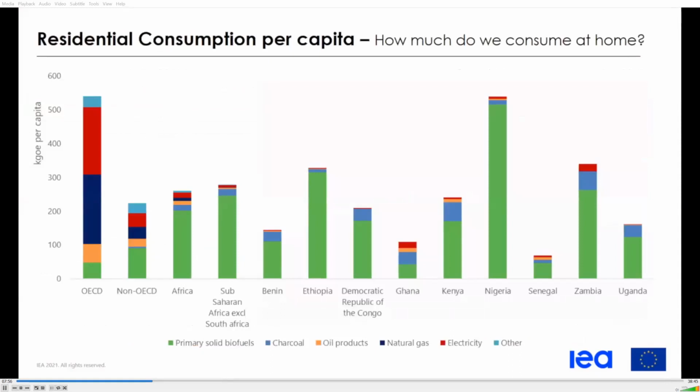Another indicator is the residential consumption per capita. So how much are we consuming at home? In this chart, we can see that the difference between OECD countries and sub-Saharan Africa is quite large. In sub-Saharan Africa, we consume 50% less energy in the residential sector compared to OECD countries. However, traditional biofuel use in sub-Saharan Africa is quite large and inefficient, and the useful energy consumed per capita is much lower.